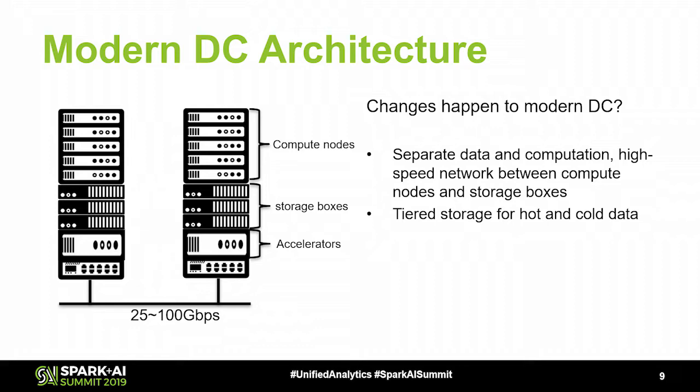And now, what happens when changing to a modern cloud data center architecture? One change is the separation of data and computation. Because of the high-speed network between the compute nodes and the storage box, we can get equal performance with remote storage compared to local disks, because the network bandwidth is much higher than the local disks. The second change is that we can use tiered storage for hot and cold data, because now HDD is not the only option in data center storage. So we can use various kinds of SSDs to mitigate the gap between memory and HDD.